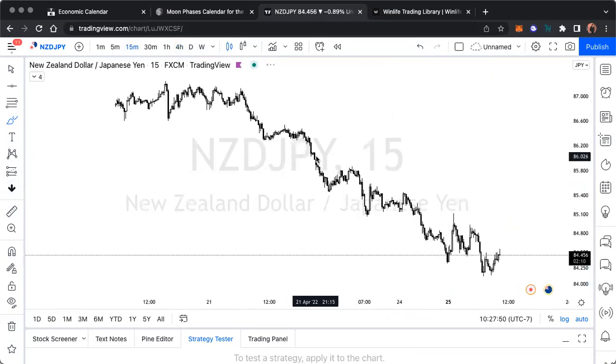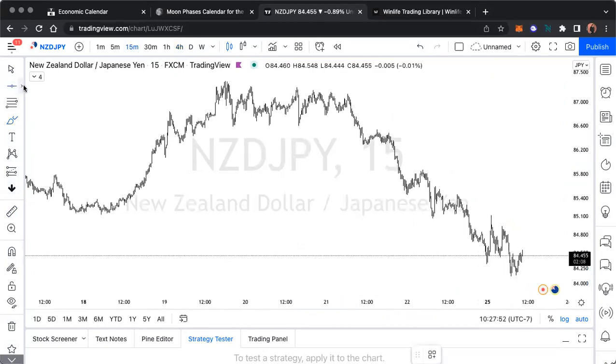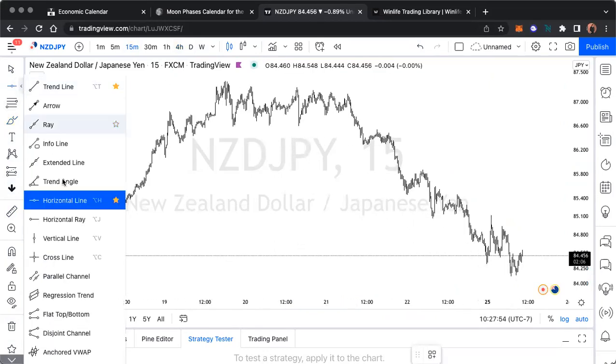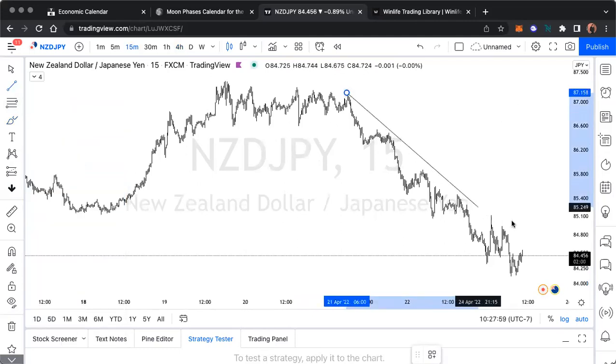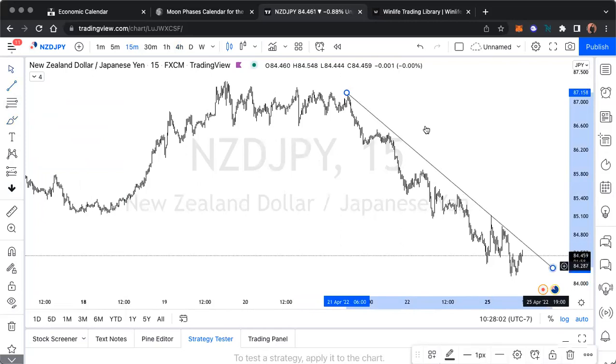Maybe a micro trap, however you like to trade. But once we figure out what the market maker is doing, we can apply our skill sets to this.